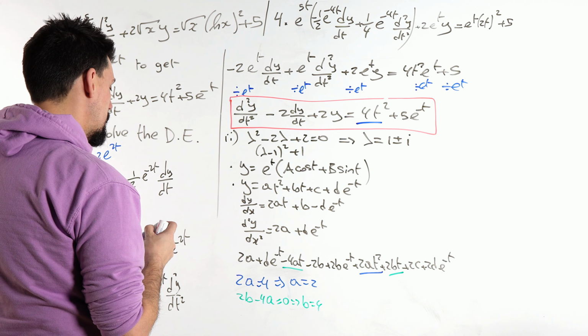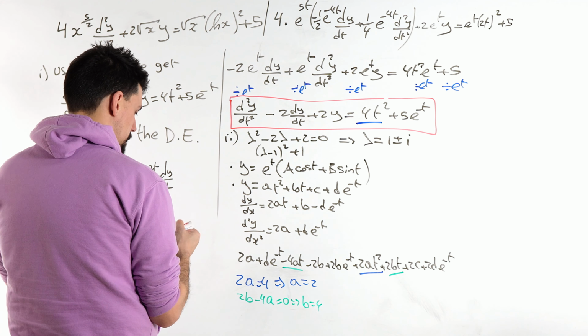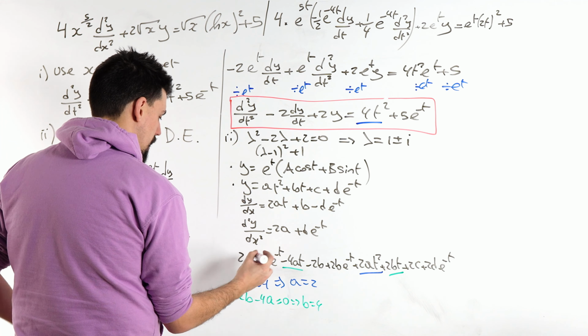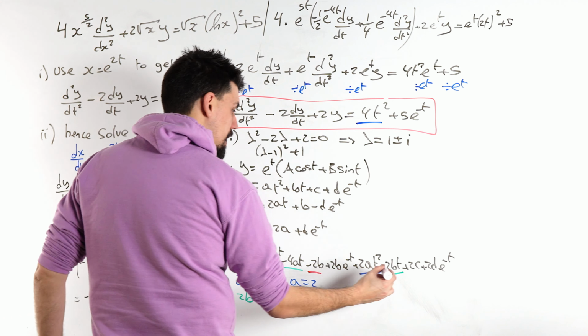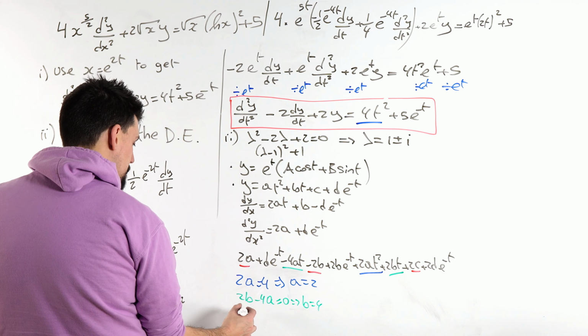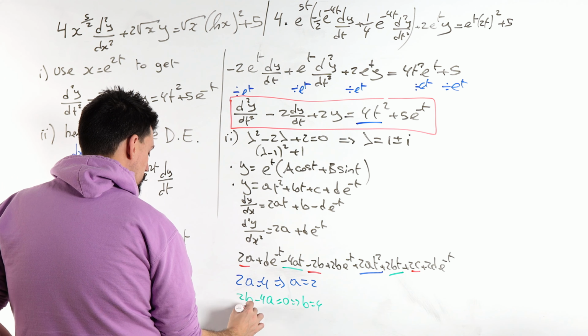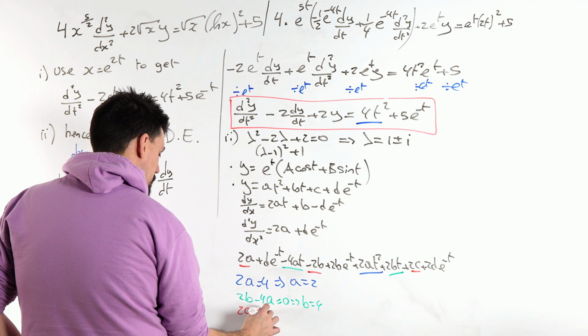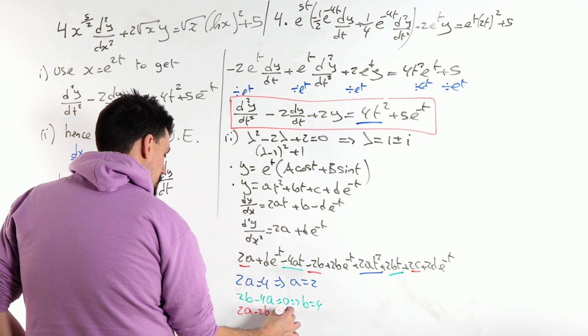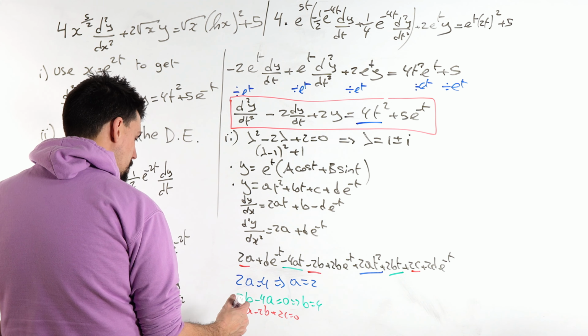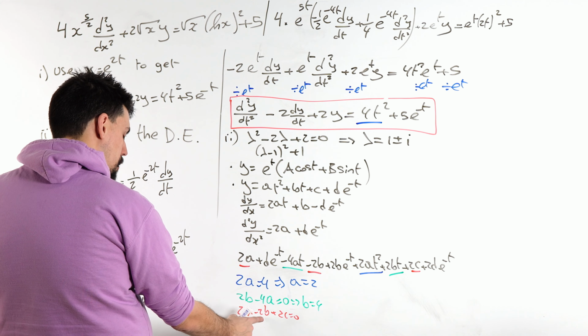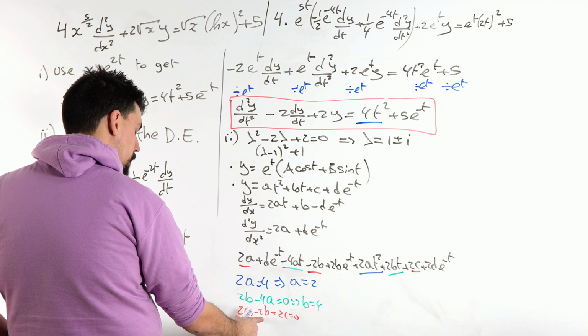Let's look at the terms without anything at all. 2a minus 2b plus 2c. And again, that should cancel out. 2a minus 2b plus 2c has to be 0. So that's 4 minus 8 is minus 4, plus 2c. c is 2.